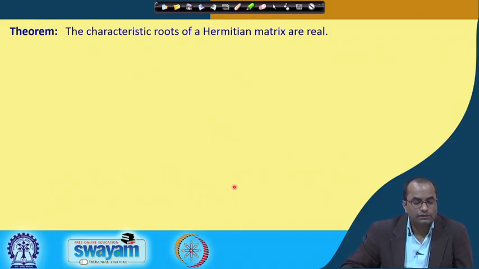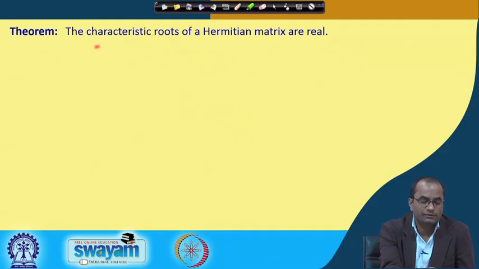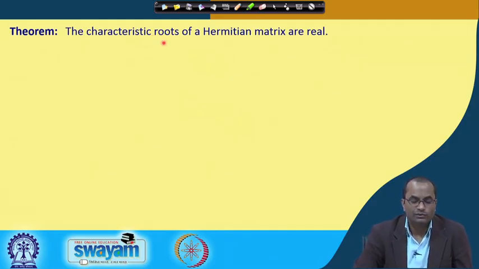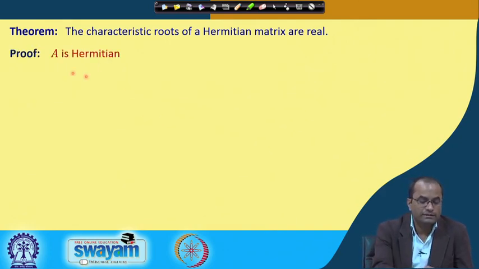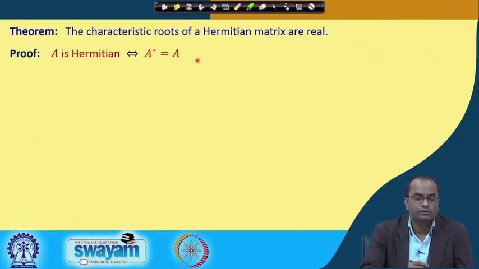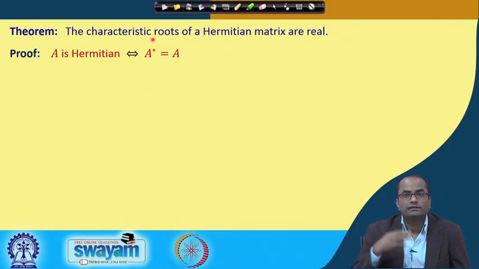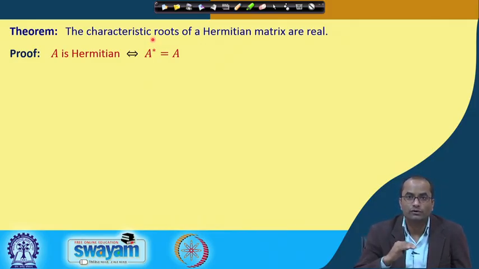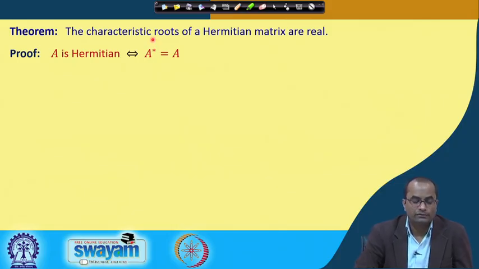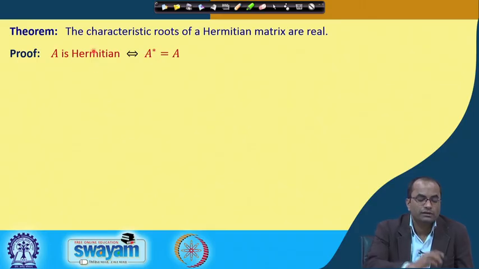Next theorem. Here the characteristic roots, I mean the eigenvalues, sometimes we also call the characteristic roots. So, the eigenvalues of a Hermitian matrix are real. What is the Hermitian matrix? We know that A is Hermitian when A star is equal to A, meaning the conjugate transpose. The star means here that we are taking the transpose and also the complex conjugate of the matrix A. If this complex conjugate of the transpose is equal to A, then we call A a Hermitian matrix.